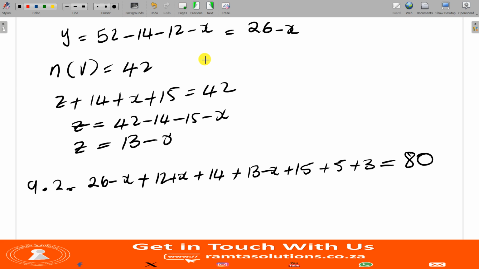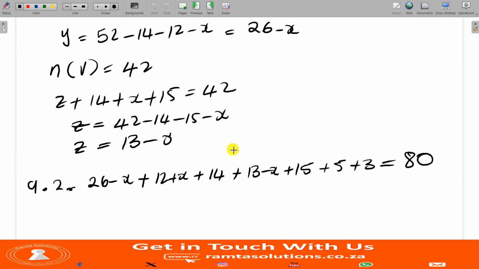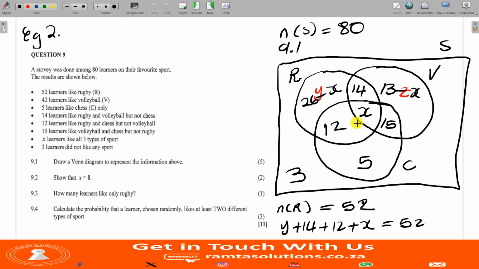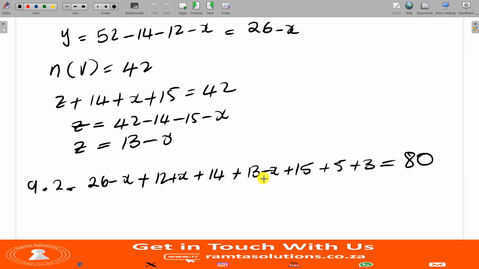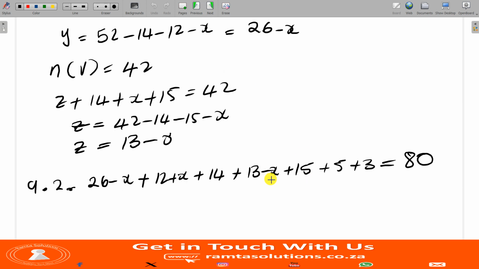Remember, here I am basically saying the sample space is made up of all these. What is on the intersection of any 2 or 3 events should only be written once. So hence it was 26 minus x plus 12 plus x, plus 12 plus x plus 14. I'm not going to repeat it when I get to the part of v. For the part of v, I'm going to add all those that I didn't add here, which was 13 minus x and 15.